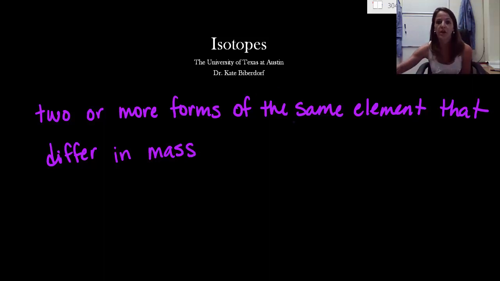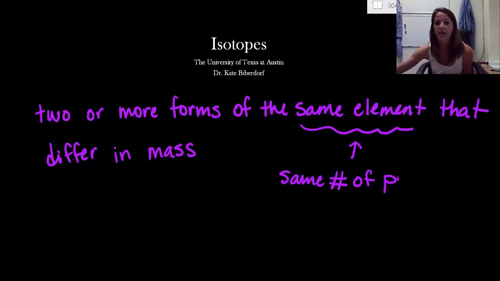Okay, so that seems kind of complicated, but there's two very, very important pieces of information that we need to pull out here. If we are talking about the same element, by definition, that means that these forms of things that we're talking about have the exact same number of protons. If they're the same element, they have to have the same number of protons. It is not possible to have the same element with a different number of protons.